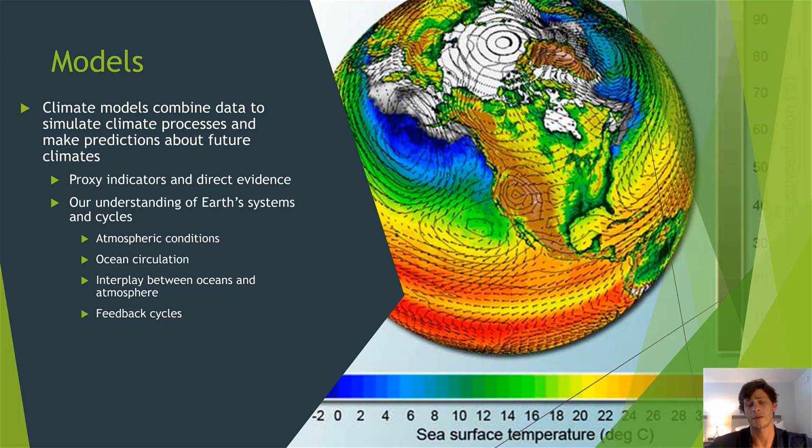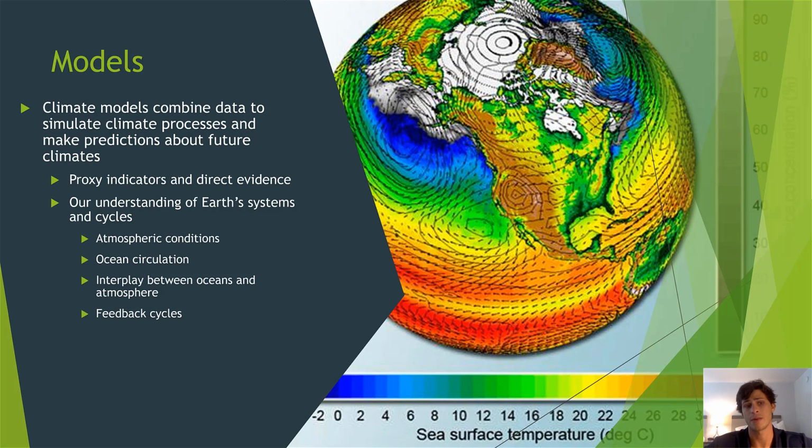Now, in addition to proxy indicators and direct evidence, we also rely on what are called climate models or simulations, which allow us to look forward in time and estimate the effects of climate change on future climates. Basically, climate models combine data and simulate climate processes to make predictions about the future.